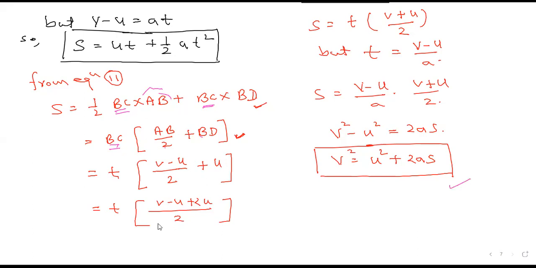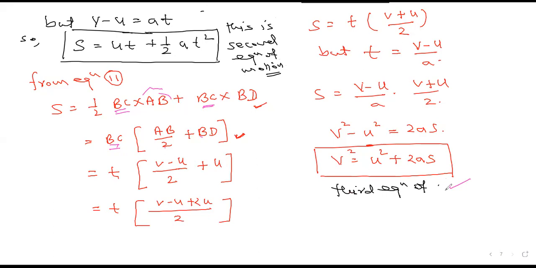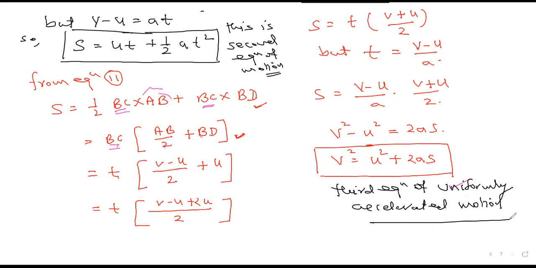So the previous one, this is the second equation of motion. Which type of motion? Uniformly accelerated. And this is the third equation of uniformly accelerated motion.